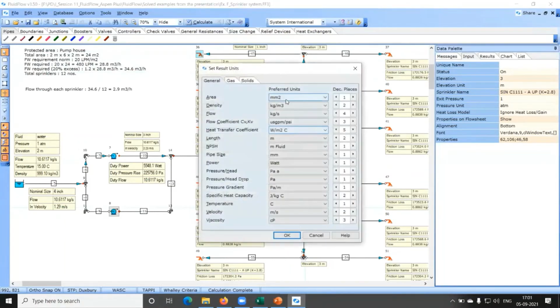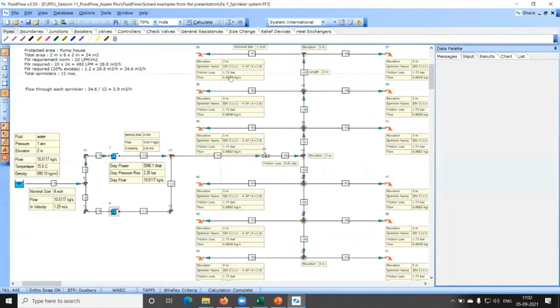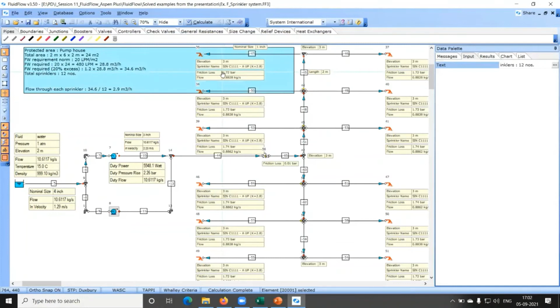I'll just change the unit. Pressure, not pressure, yeah, pressure drop also you can take. Bar and decimal, I'll make it say 2. Then click OK. So 1.7 to 2 bar is upstream. If the vendor has said that it takes 1.5 bar gauge minimum, then this is acceptable, right?